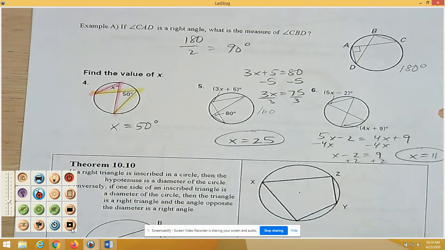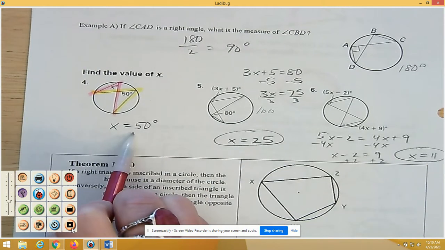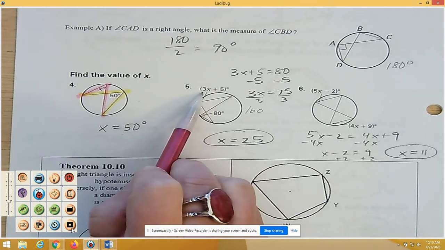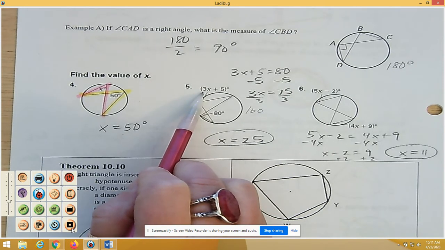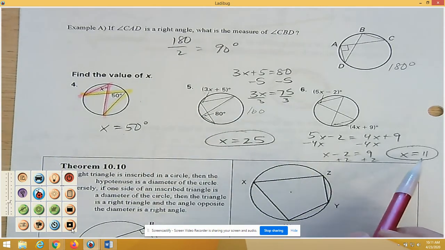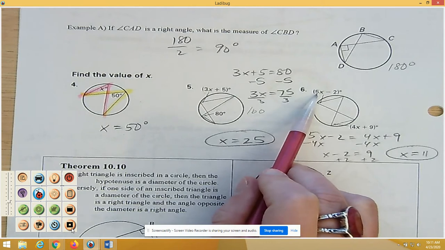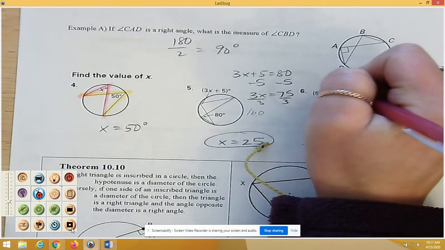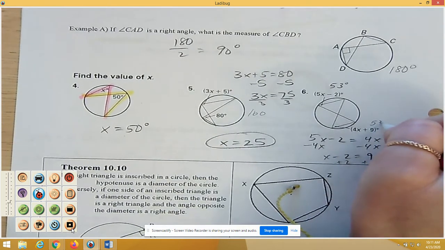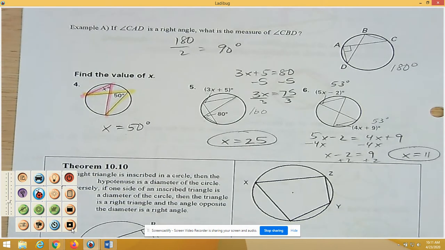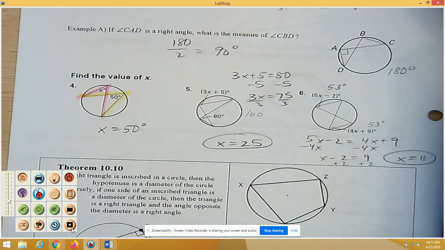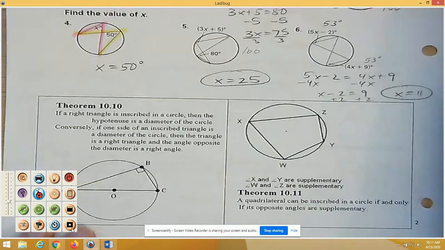And remember, you can always go back and check your answers by plugging them in. There was really no math to check in number 4. But in number 5, if I plug in the 25, 3 times 25 is like having 3 quarters or 75 cents. I add 5, I get 80 cents or 80 degrees in this case. And then here I plug in the 11, I get 55 minus 2 is 53 degrees. And then here, 44 plus 9 is also 53 degrees, so I'm good to go. So that theorem, I would say, is not critical. It's not such an important theorem, although you still could see some of that next week.